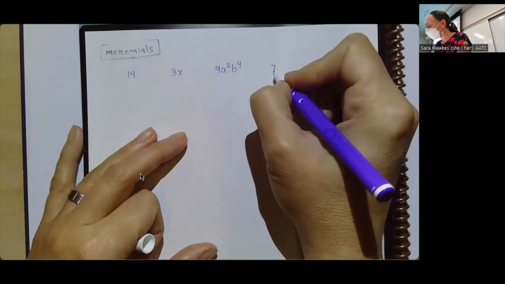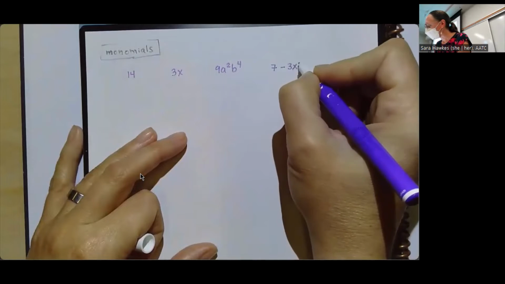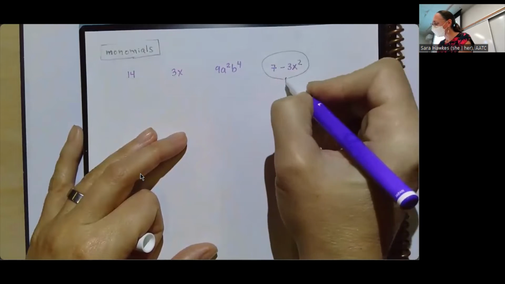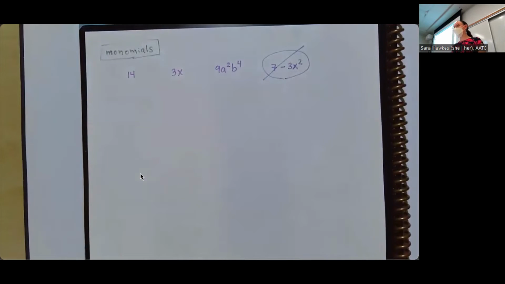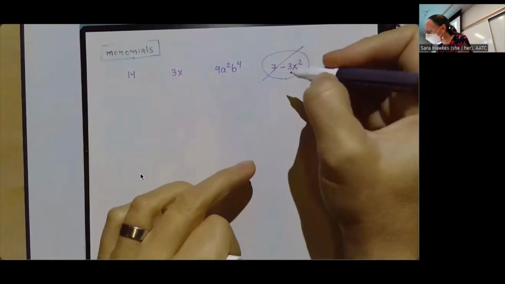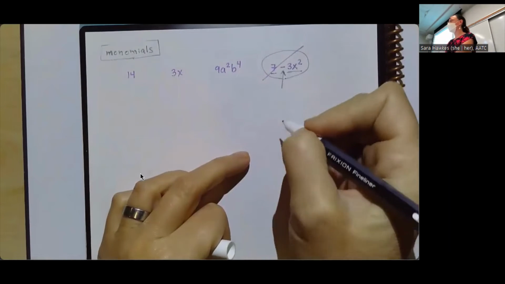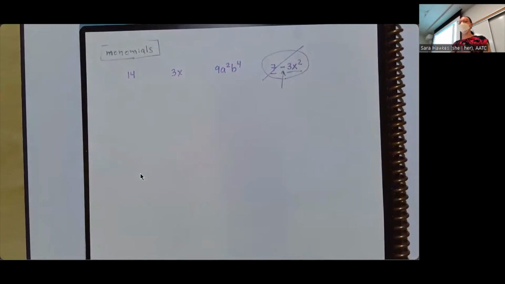If I had 7 minus 3x squared, this is not a monomial. The reason that's not a monomial is once I've got two pieces that are separated by either addition or subtraction, it's no longer a monomial.